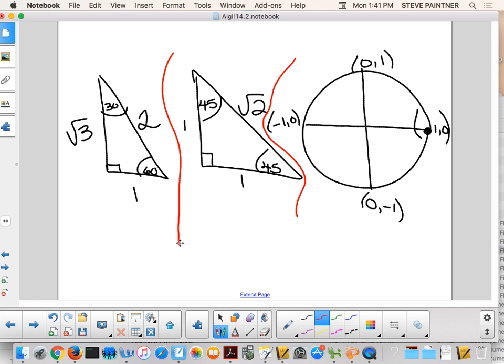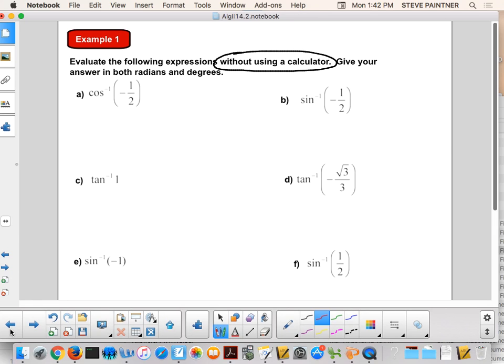Sorry, my unit circle got a little too close. These three things will tell you what angle you're looking at, okay? All right. Can I say you're done? Are you guys done copying that? Yes. Okay, let's go. Ready?